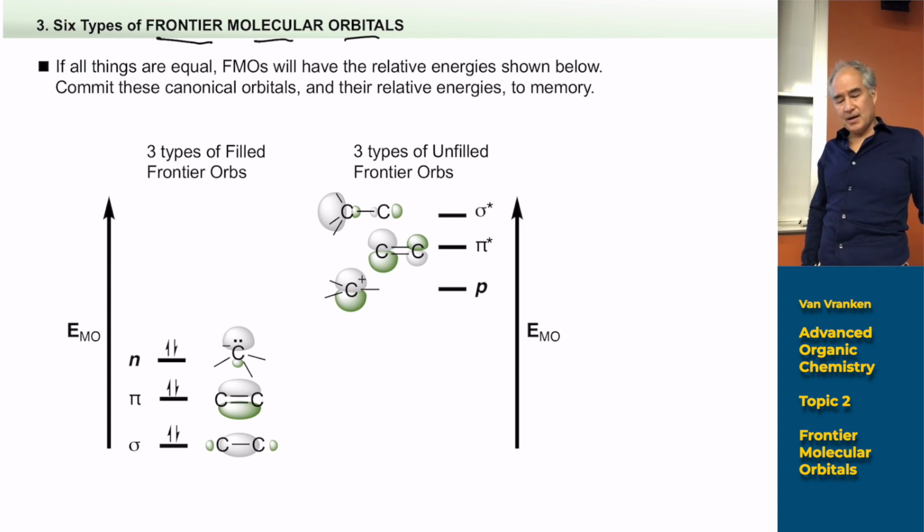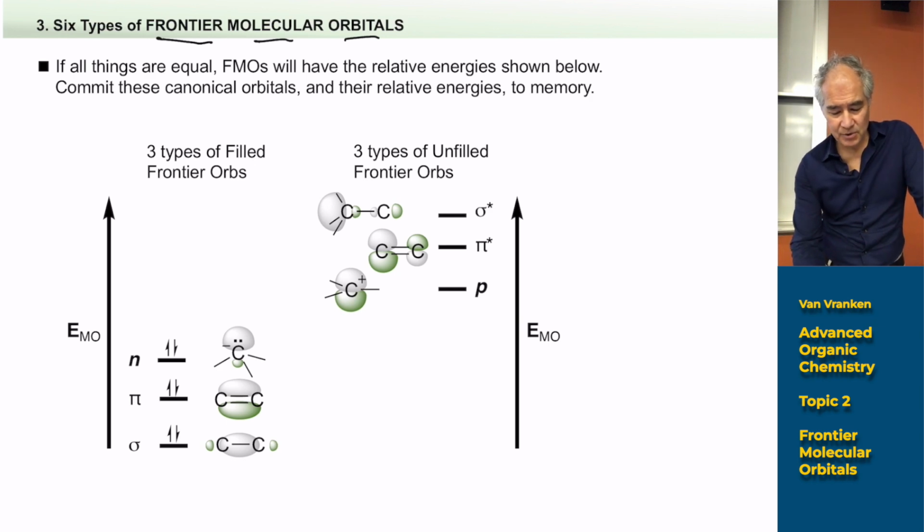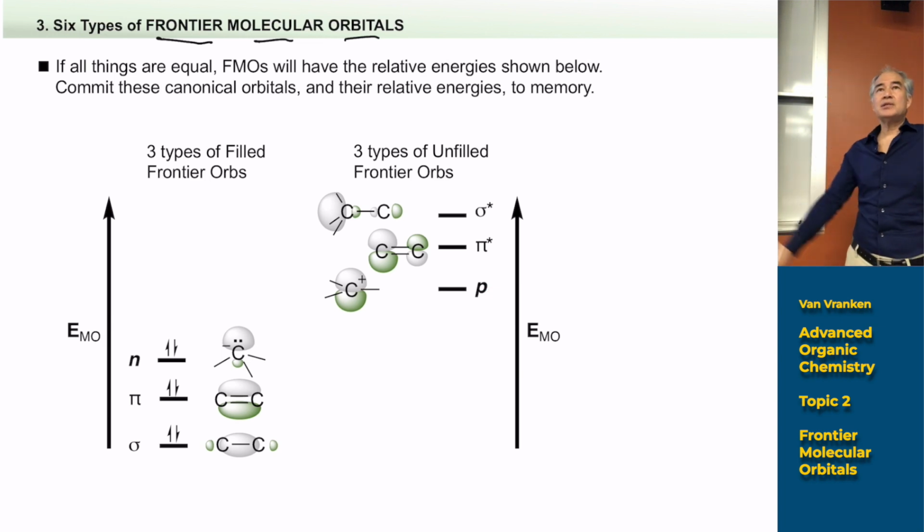Okay, let's talk about the unfilled orbitals. There's 3 types of filled orbitals. There's also 3 canonical types of unfilled orbitals. The first one I'm drawing here ought to be recognizable. I've drawn a carbocation, a particular type of carbocation, and we label that as an empty p orbital centered on carbon. And that's the lowest in energy.